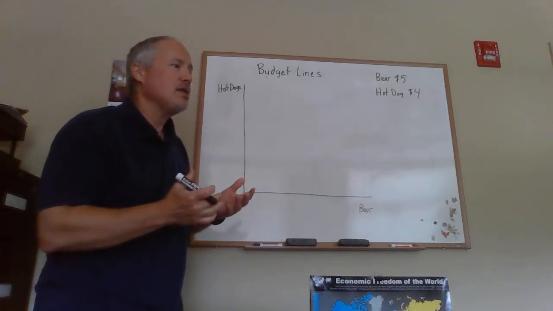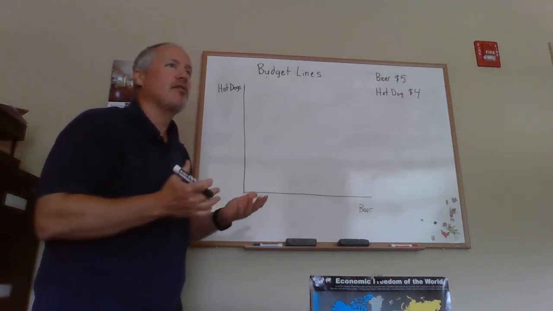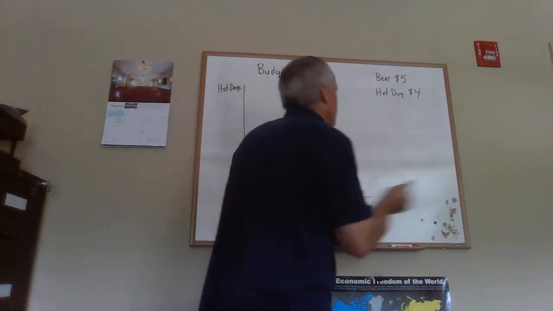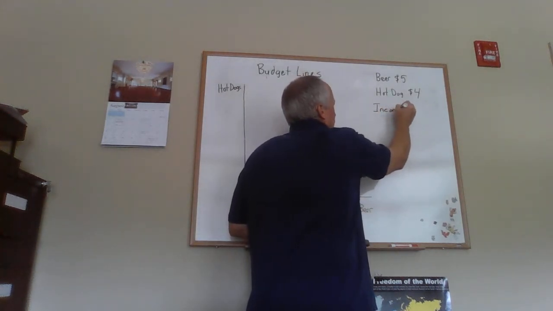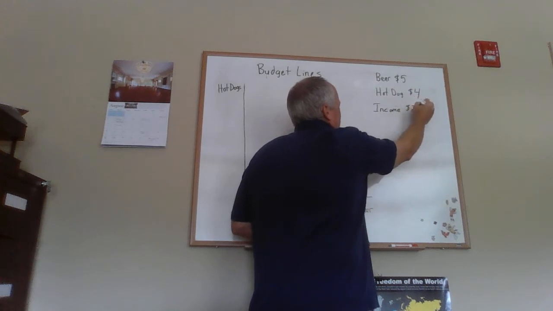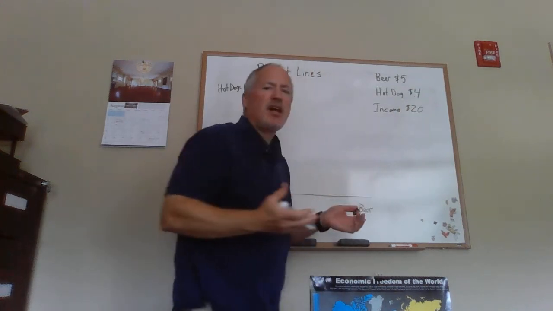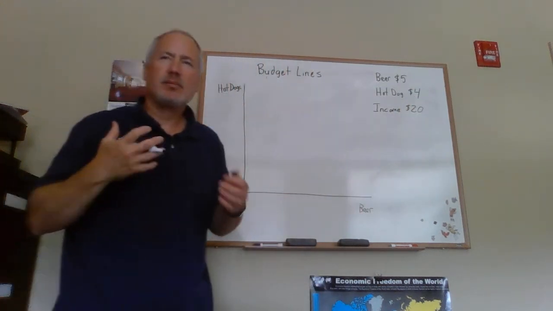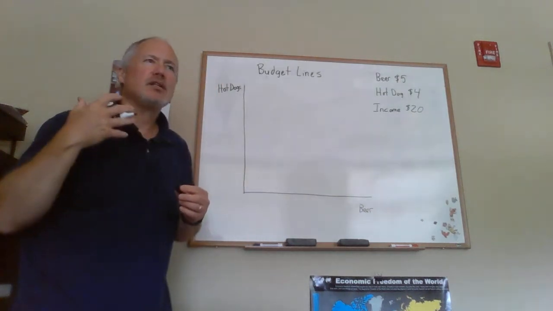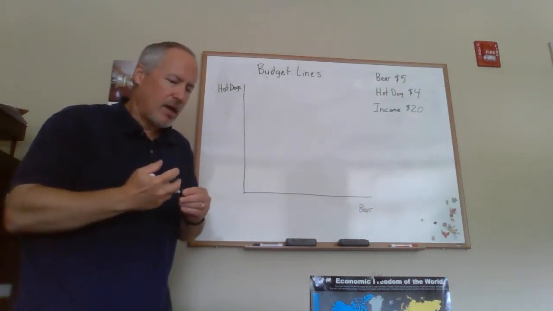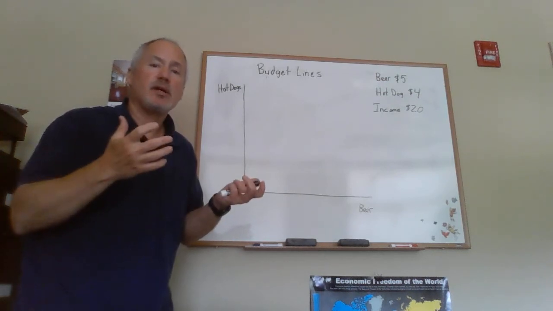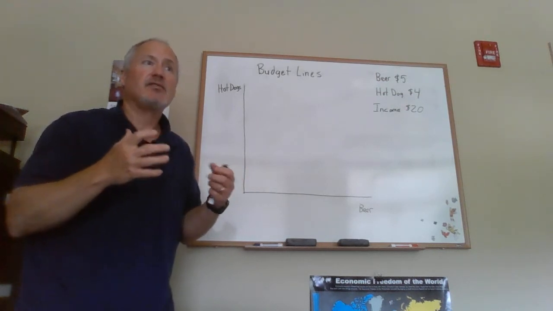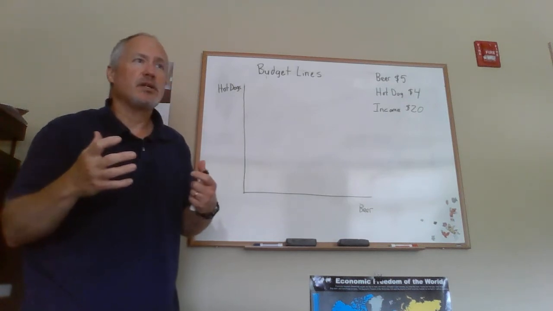Now, the other thing we need to make a budget constraint is that we have to assume somebody has a given amount of money. We call it the person's income. That may not be the most accurate way to describe it. I think it's probably better to think about it as their budget. This is the amount of money that they've decided they have to spend in this period of time.